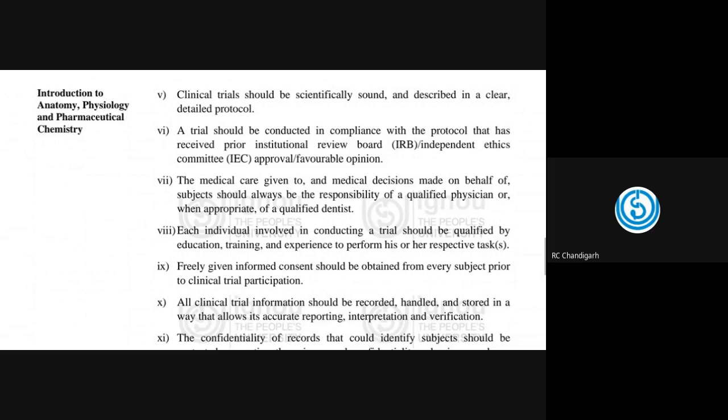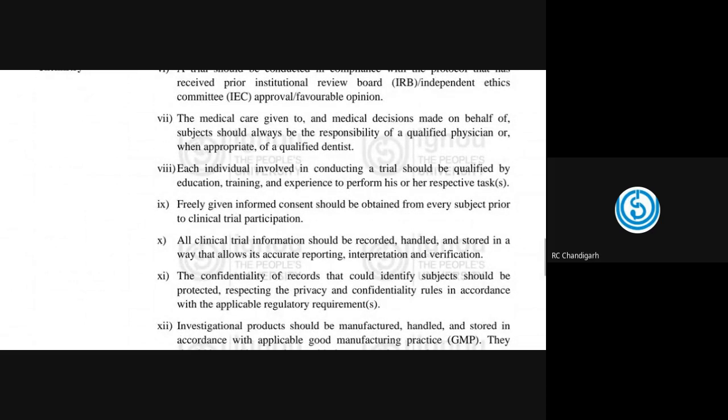Each individual involved in conducting a trial should be qualified by education, training and experience to perform his or her respective tasks. Freely given informed consent should be obtained from every subject prior to clinical trial participation. All clinical trial information should be recorded, handled, and stored in a way that allows its accurate reporting, interpretation, and verification. The confidentiality of records that could identify subjects should be protected, respecting the privacy and confidentiality rules in accordance with the applicable regulatory requirements.